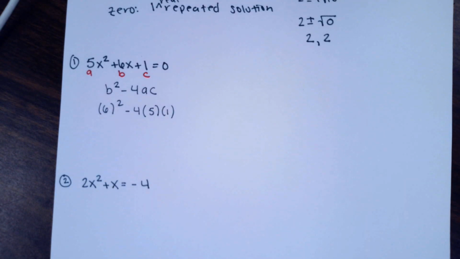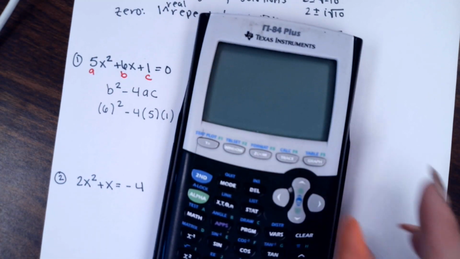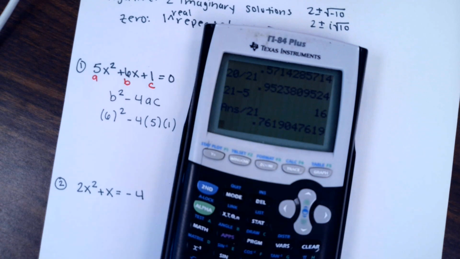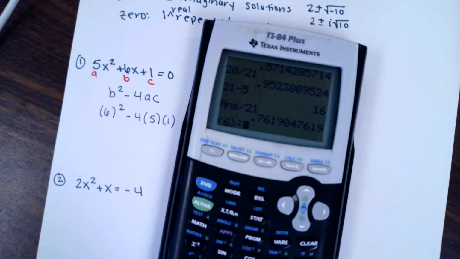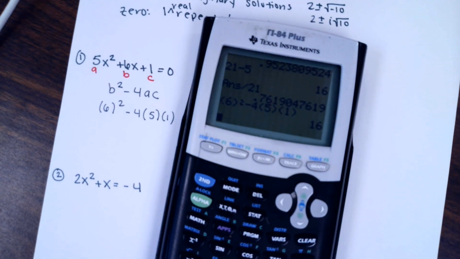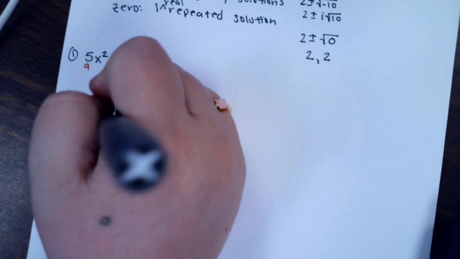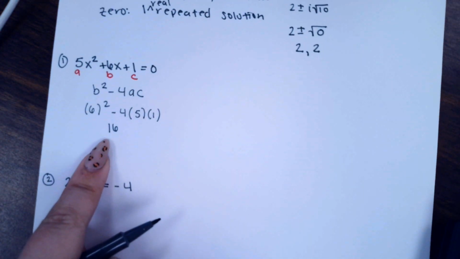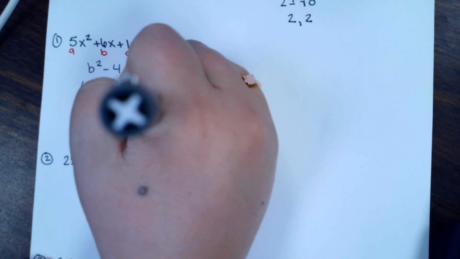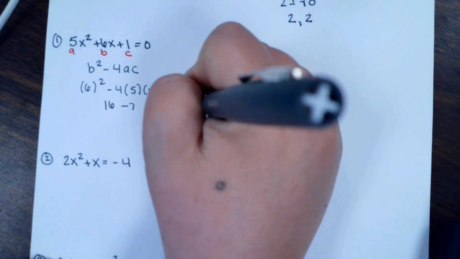Now, once we get to this point, you just have to type it in your calculator. If you want to, you can solve it by hand, or you can just type it in your calculator. So 6 squared minus 4 times 5 times 1. You just type it in exactly, hit enter, you'll get 16. So 16 is our discriminant. Now, what does that tell us about the type of solutions? That tells us, since it's positive, we have two real solutions.